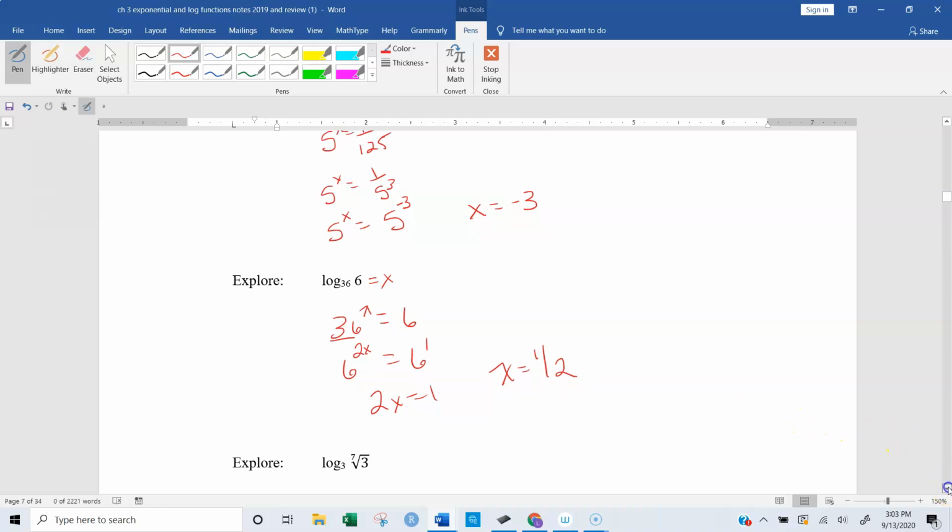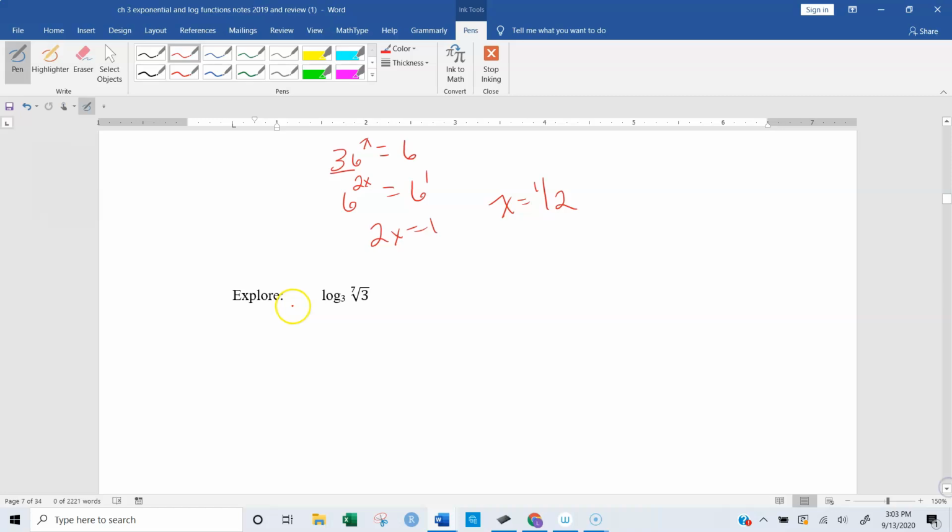Next one, when you did this one, you had to rewrite this here in fractional form. So this really means log base 3 of 3 to the 1/7 power. Set that equal to x. So 3 to the x equals 3 to the 1/7 power. So x equals 1/7. This is actually known as an identity. When the bases are the same, they will always cancel, and the exponent will be the answer.